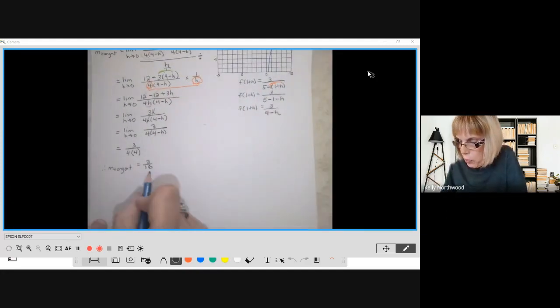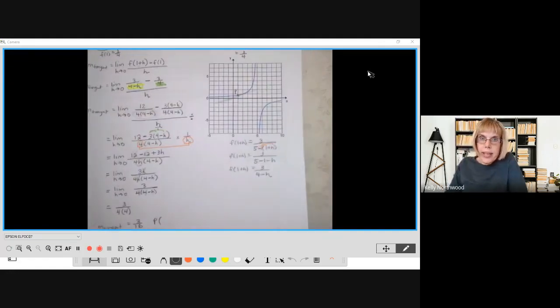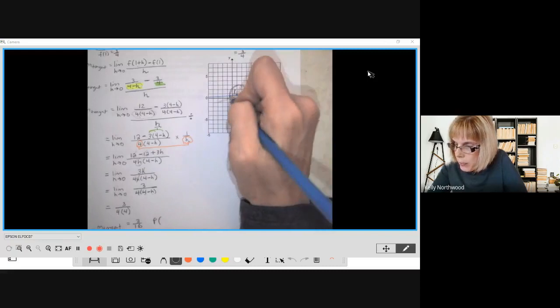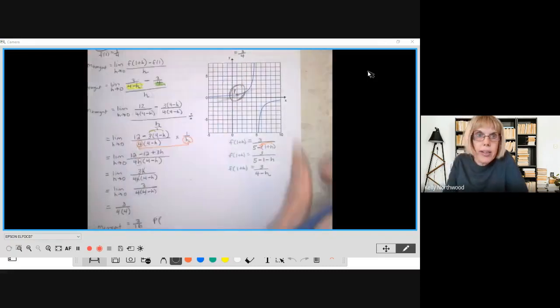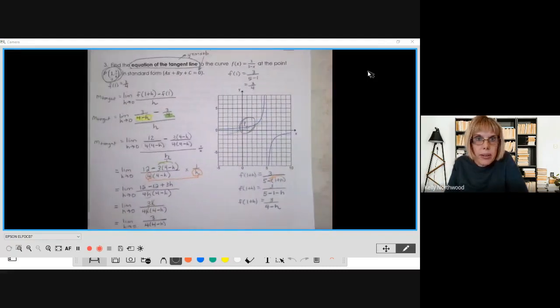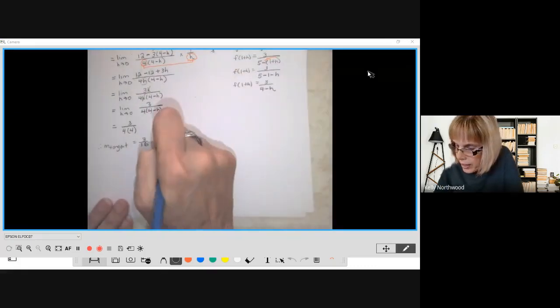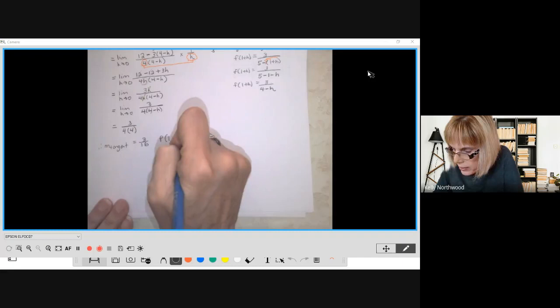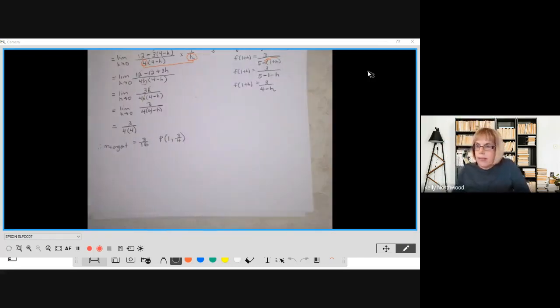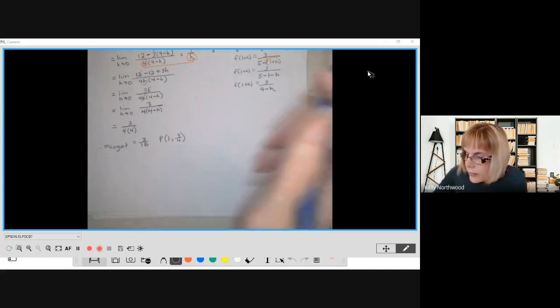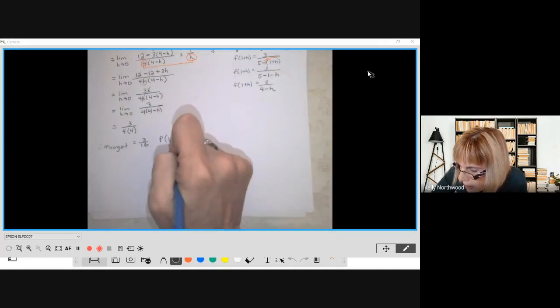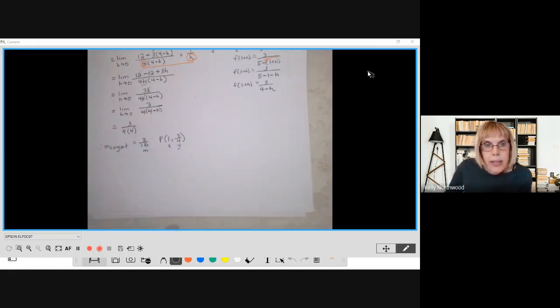So here's our slope. We also have a point on our tangent line, and that happens to be point P, which we were actually given in the question way up at the start. Point P was (1, 3/4). And we know that that point is on our tangent line. It's the only point that our curve and our tangent line have in common. So this is our x and our y, and this is our m.